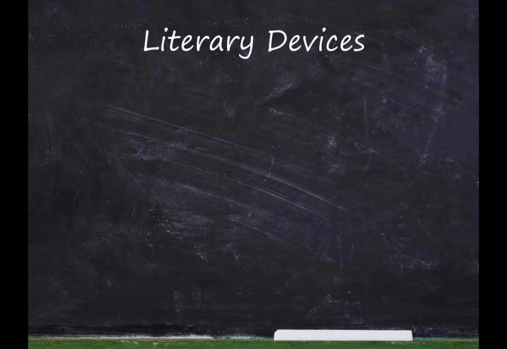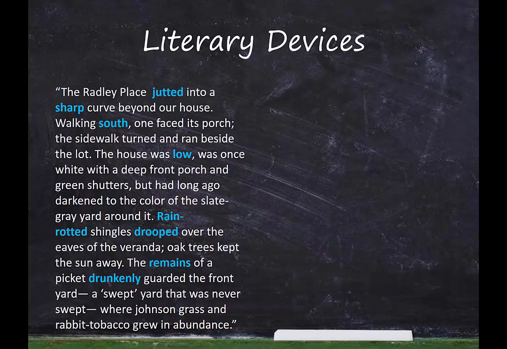While I read, I want you to think about how this description makes you feel and what it seems to imply about the inhabitants. The Radley place jutted into a sharp curve beyond our house. Walking south, one faced its porch. The sidewalk turned and ran beside the lot. The house was low, was once white with a deep front porch and green shutters, but had long ago darkened to the color of the slate-gray yard around it. Rain-rotted shingles drooped over the eaves of the veranda. Oak trees kept the sun away. The remains of a picket drunkenly guarded the front yard, a swept yard that was never swept, where Johnson grass and rabbit tobacco grew in abundance.